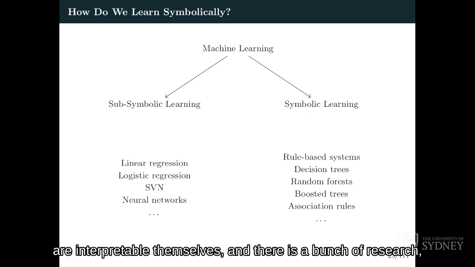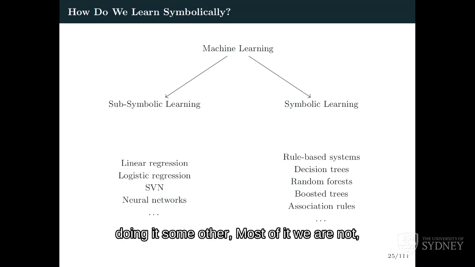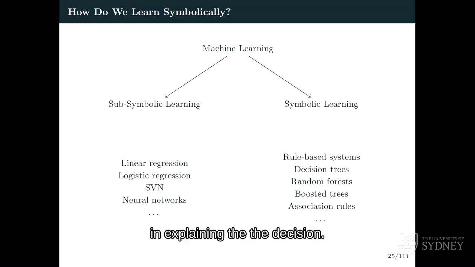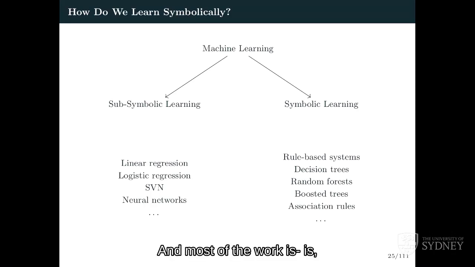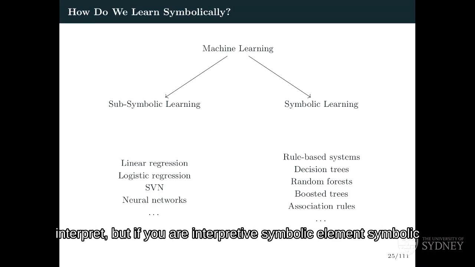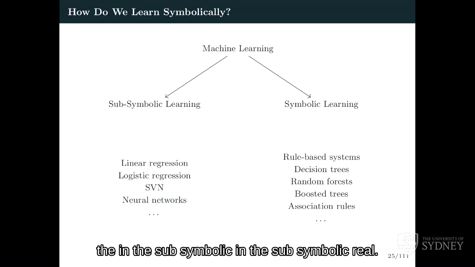And there is a bunch of research going on now. Some of it we are doing, most of it we are not, but there are other people interested in explaining the decision. And it doesn't matter what you want to interpret, but if you are interpreting symbolic elements, symbolic classifiers, for example, it's easier than doing it in the subsymbolic realm.